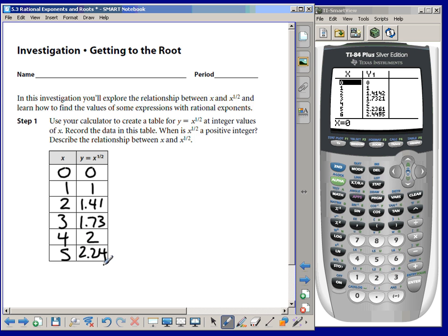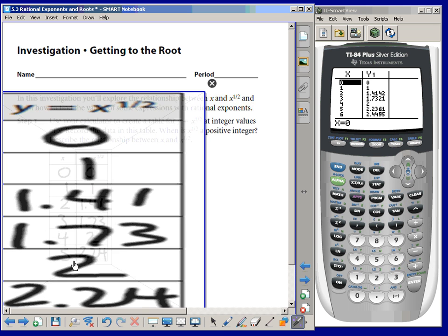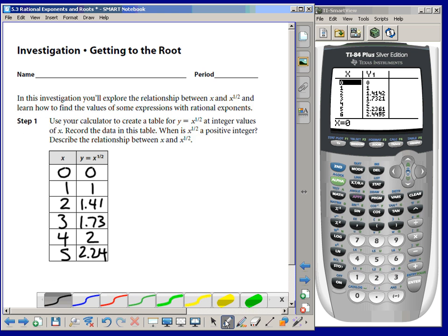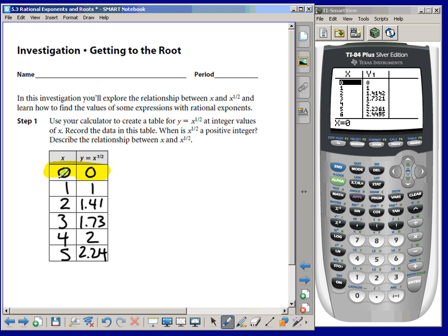So the question says, when is x to the 1/2 a positive integer? So we want to look at the table that we see here, and we want to look at the y column. They want to know, when is that column a positive integer? Y is a positive integer when x is 0, when x is 1, and when x is 4.